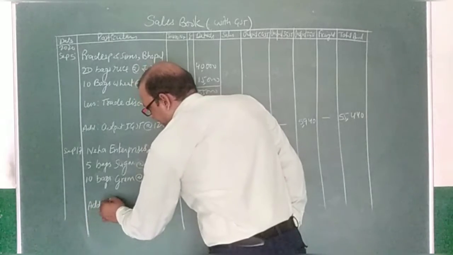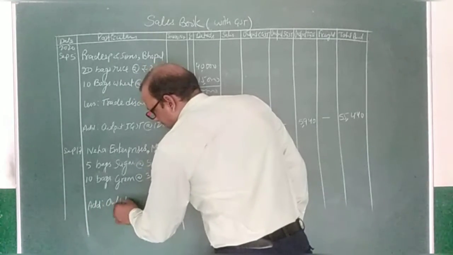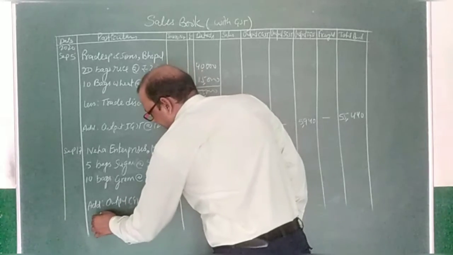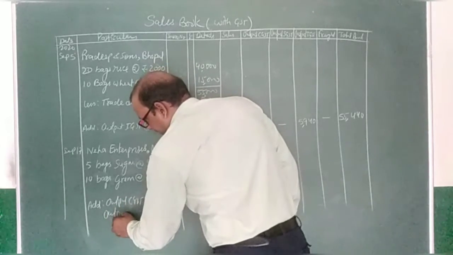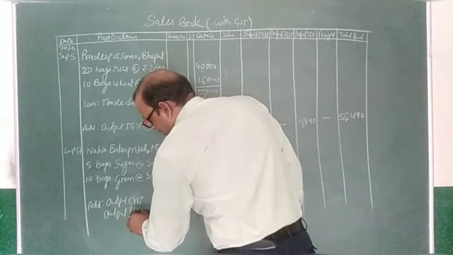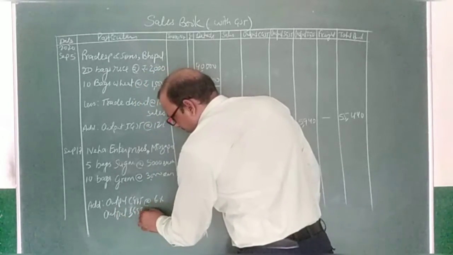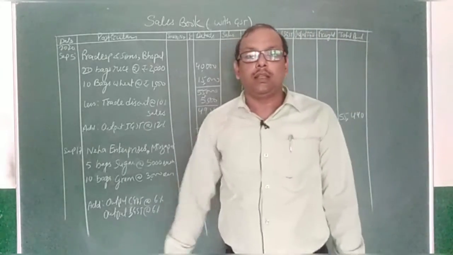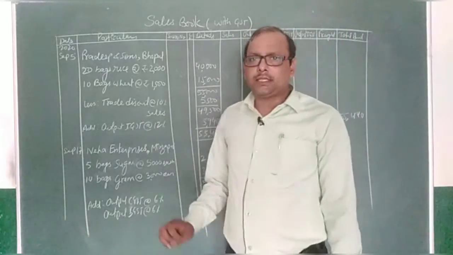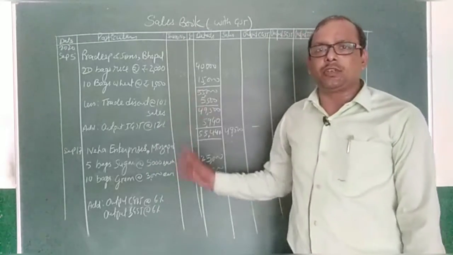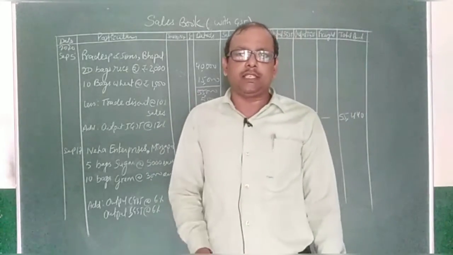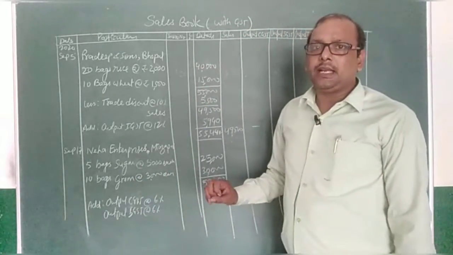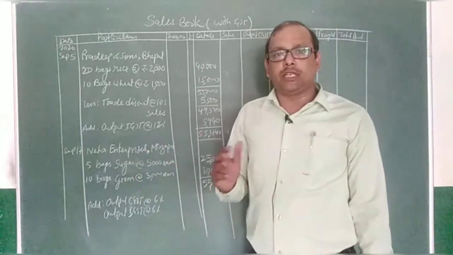So we have to add output CGST, output SGST. Remember one thing, these items are exempted from GST. In the example, I have told you that these are food grains, which come under the category of necessities, so GST will not actually be charged.